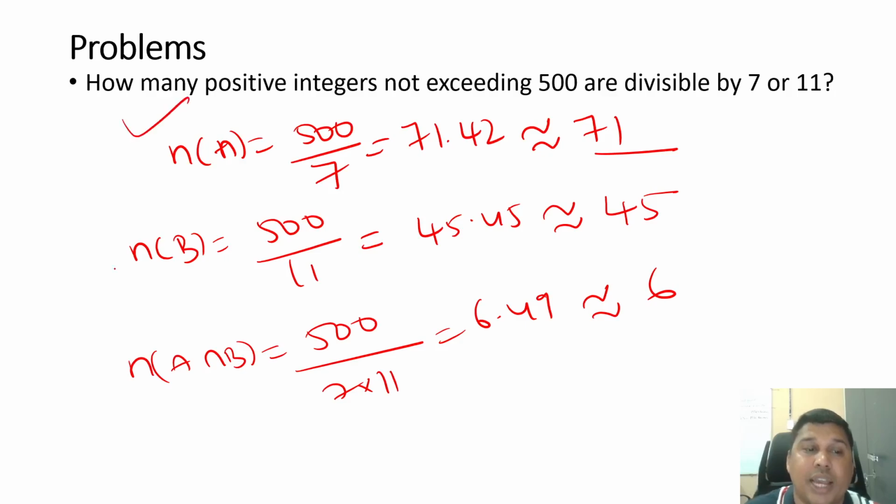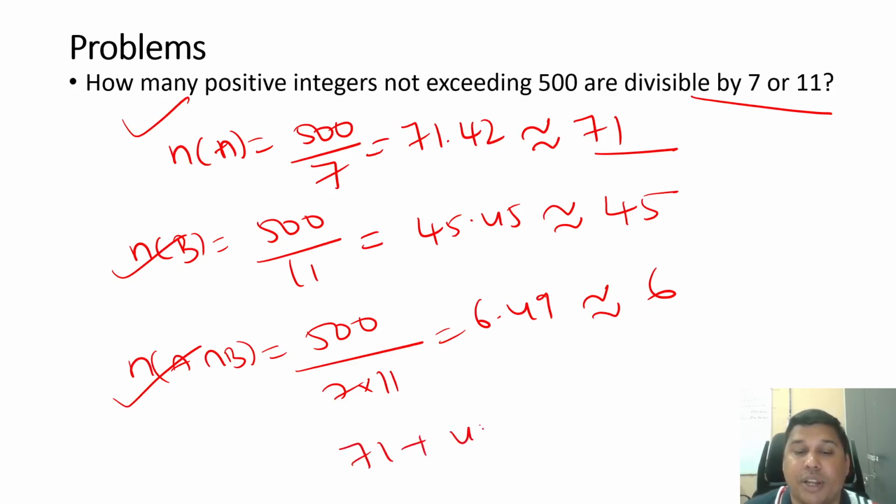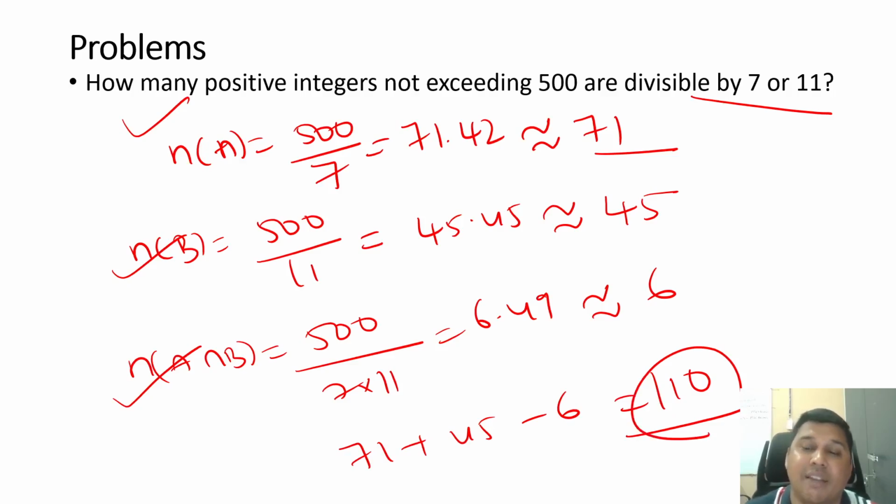So you have n of A, n of B and n of A intersection B. How many not exceeding 500 are divisible by 7 or 11? So we have to find out n of A union B. That is nothing but 71 plus 45 minus 6, which will give the solution. So it is 110. There exist 110 elements which are divisible by 7 or 11. Okay, this is how we solve it.